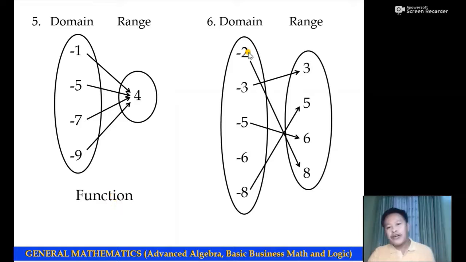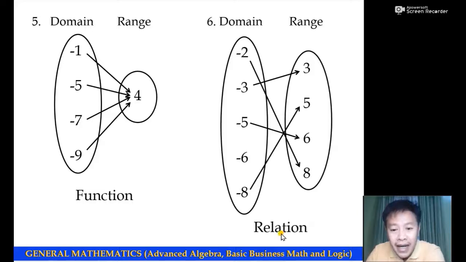This is function. We are going to observe if all of the elements of the domain have corresponding elements in the range. There is one element in the domain which is not mapped with any element in the range. If that is the case, this is no longer a function. And this is a relation because the concept of function is that all elements in the domain must have the corresponding images in the range.